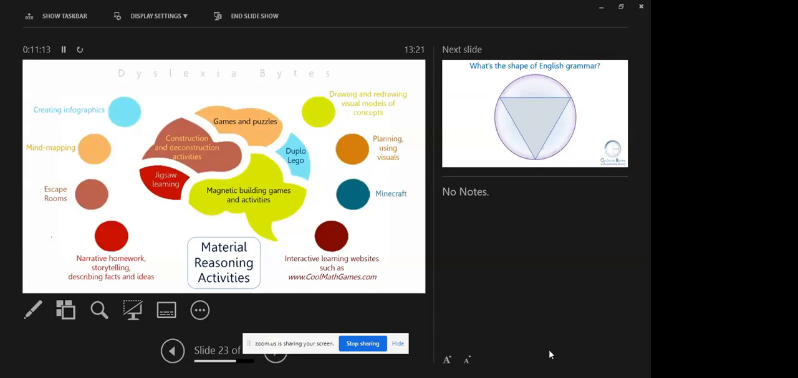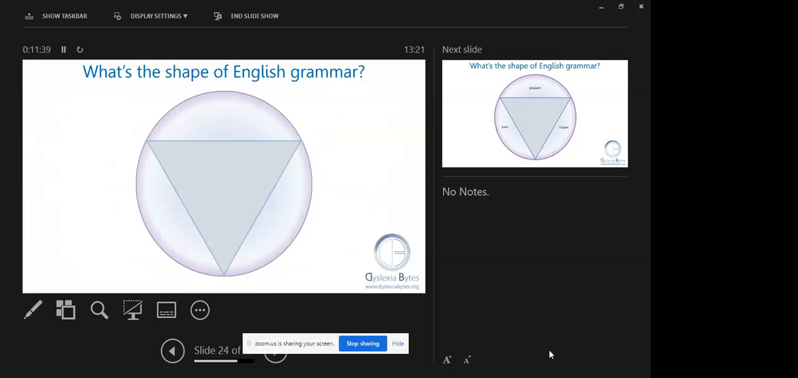What does English look like? What does English grammar look like? And I thought, what a wonderfully dyslexic question to ask. This is a perfect question for material reasoning. So together, we drew English grammar, and it was obvious. Okay, English grammar is easy, by the way. For anybody who's ever learned English, you'd probably disagree with me. But English grammar is relatively easy. Subject and object is more or less what you've got. And then you've got this. We drew English grammar. Here is the shape of English grammar.